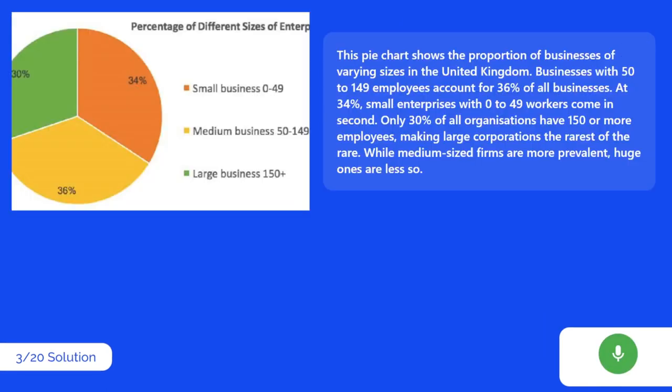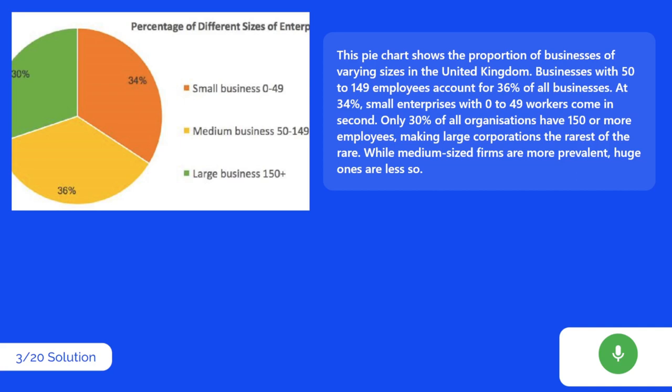This pie chart shows the proportion of businesses of varying sizes in the United Kingdom. Businesses with 50 to 149 employees account for 36% of all businesses. At 34%, small enterprises with 0 to 49 workers come in second.